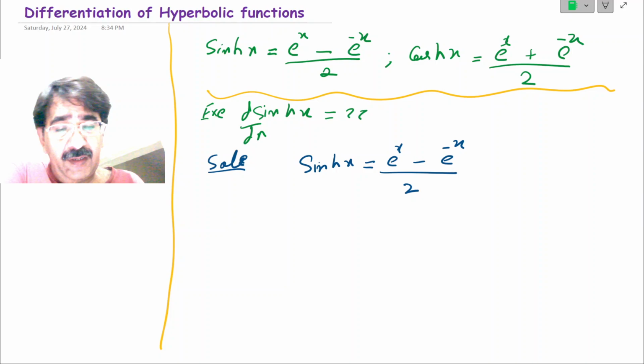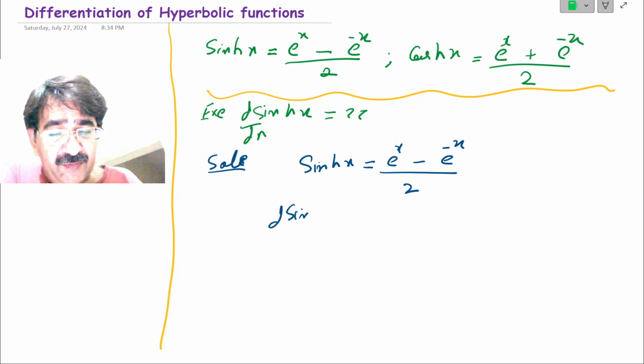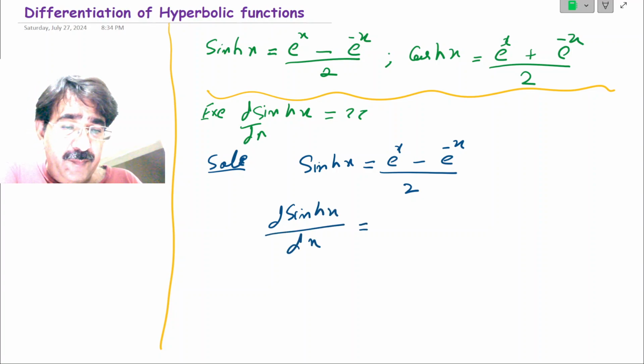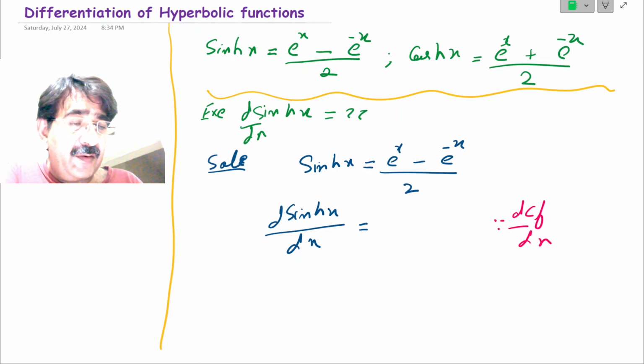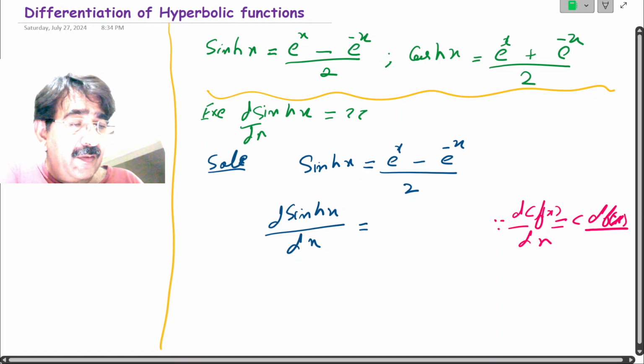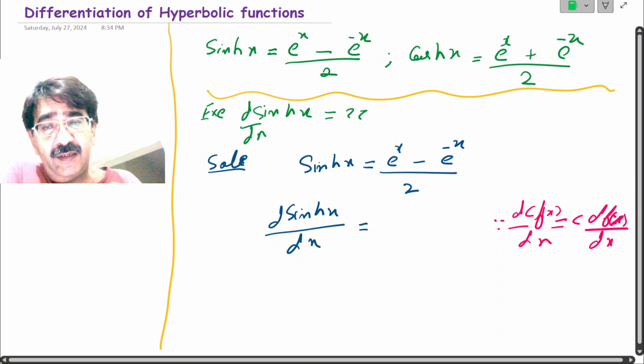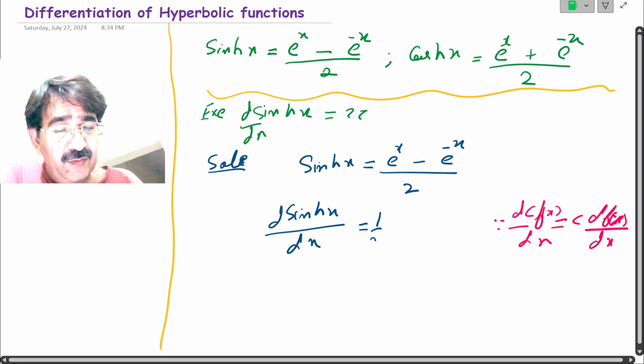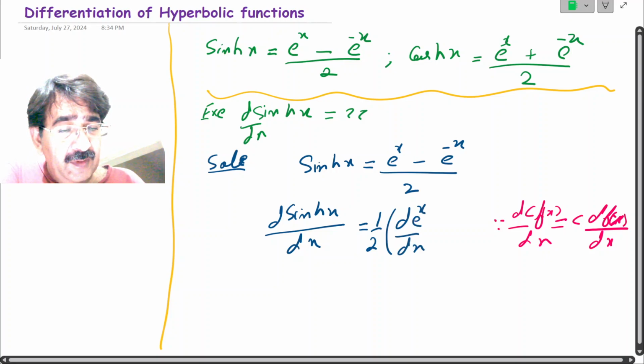So as we know, the derivative of sinh x with respect to x will be, as 1 by 2 is a constant number, it will come out, and the derivative will be applied on e^x minus e^(minus x) with respect to x.